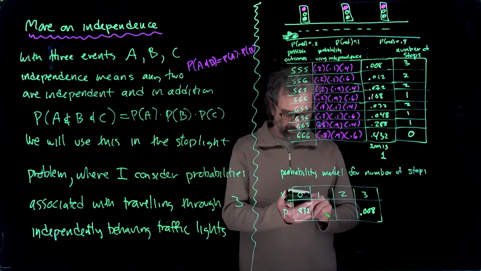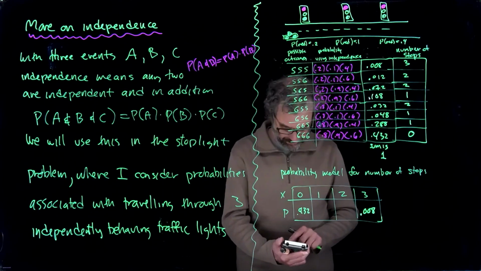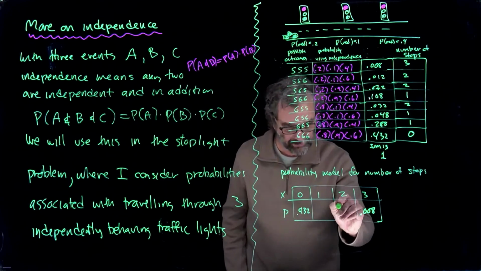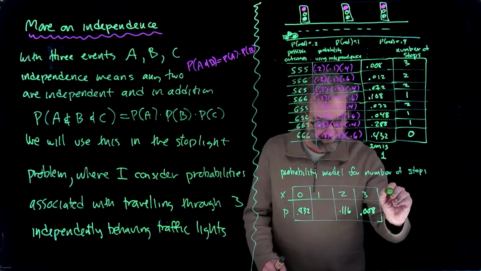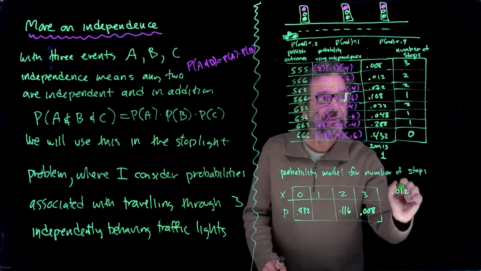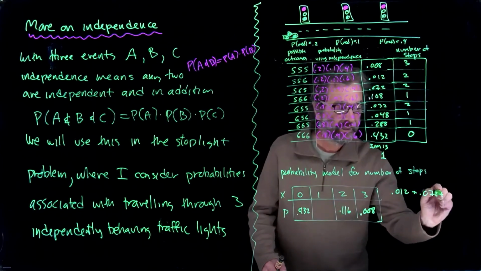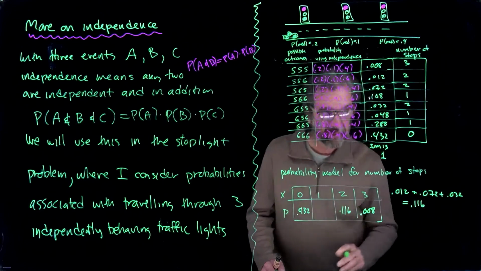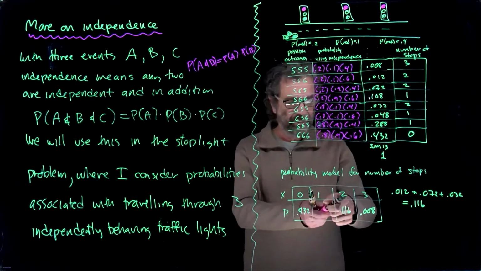So 0.012, we add to that 0.072, and then I can't see it, and then we add to that 0.032. So I get 0.116. So let me write what we did. 0.012, that's that one. 0.072 and 0.032 is equal to 0.116, like that. So that's these probabilities associated with 2 stops.